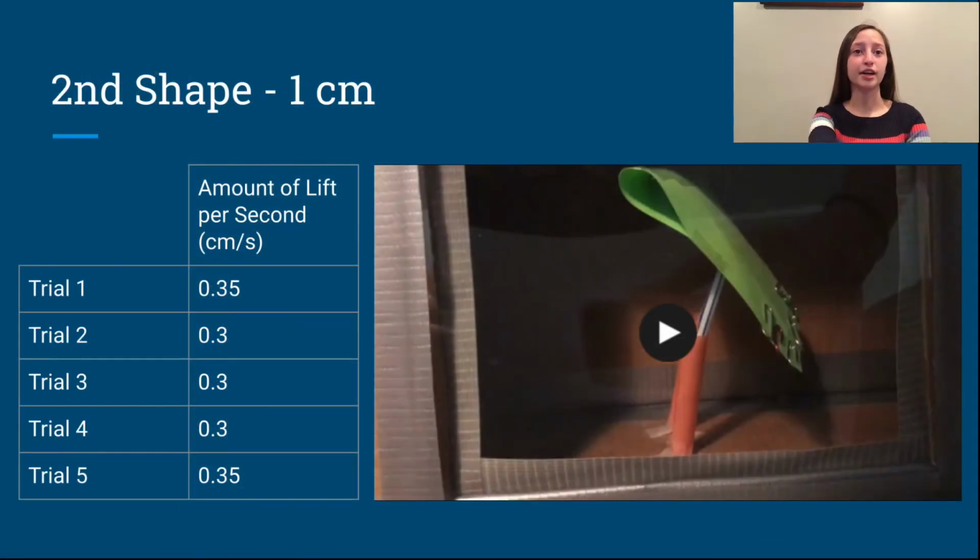For my second shape of a 1 centimeter height, for trial 1 it was 0.35 centimeters per second. For trials 2, 3, and 4 it was 0.3 centimeters per second. And for trial 5, it was 0.35 centimeters per second. Again, it did stay in roughly the same range, but it did vary a little bit. And here's the video for this one.